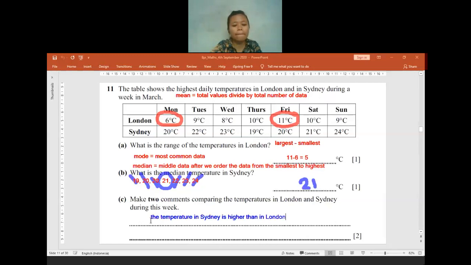Okay. Now for the other comment. Please just finish question C. After that, we can end the class. Because we have to write 2 comments, London is colder than Sydney, or the temperature in London is lower than Sydney. That is the same thing. That is the same word. No, it's not acceptable. Both of them have the same meaning.